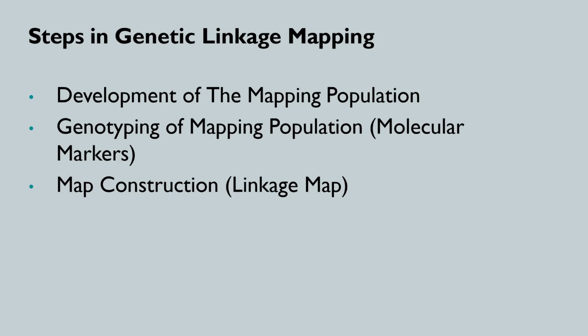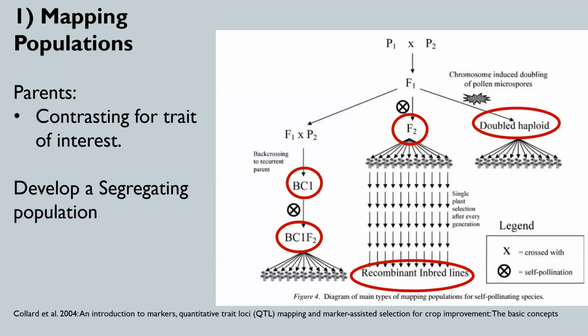I know Divya has covered a bit yesterday, so I don't want to go into much detail, but a few other things were not covered yesterday. Mapping populations: basically, when you select the parents, they should be contrasting for the trait of interest.